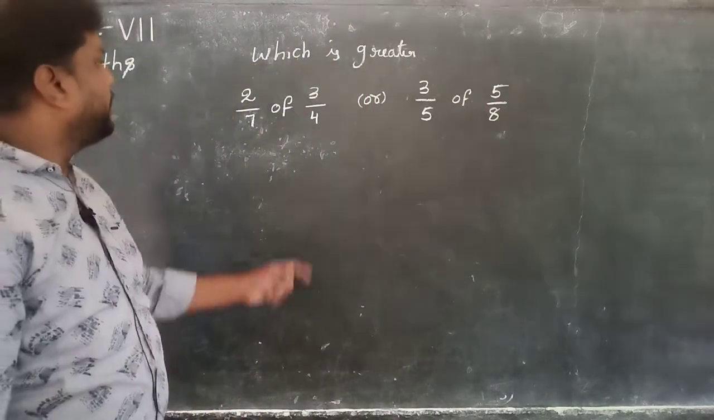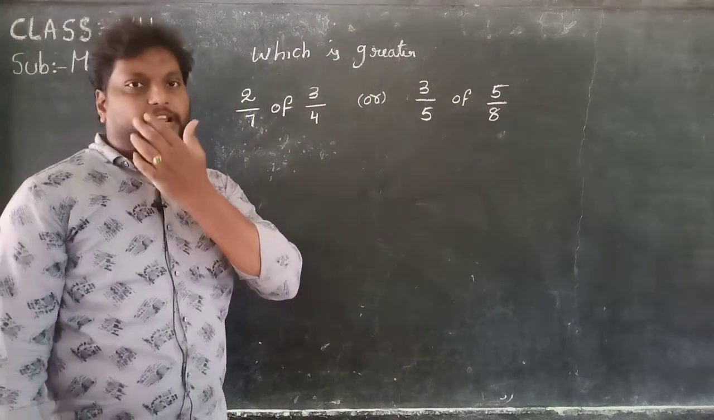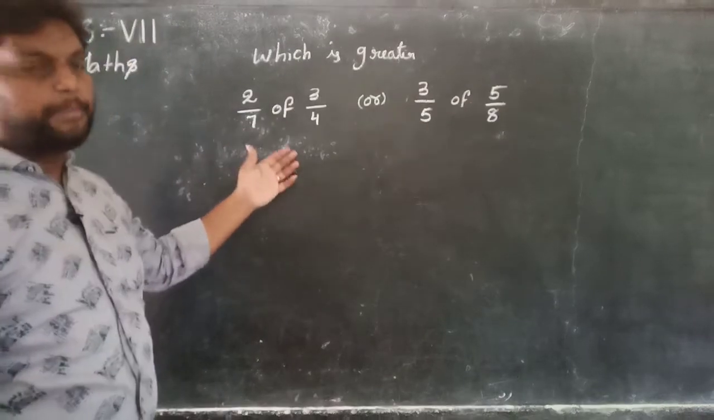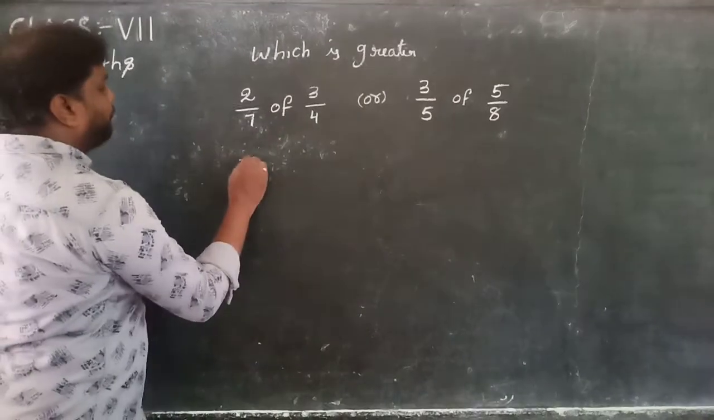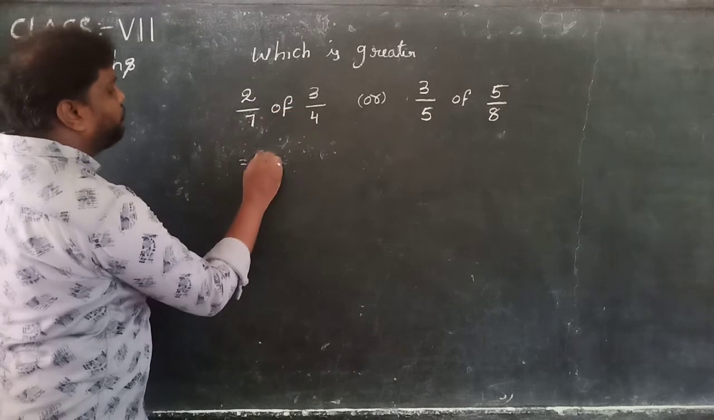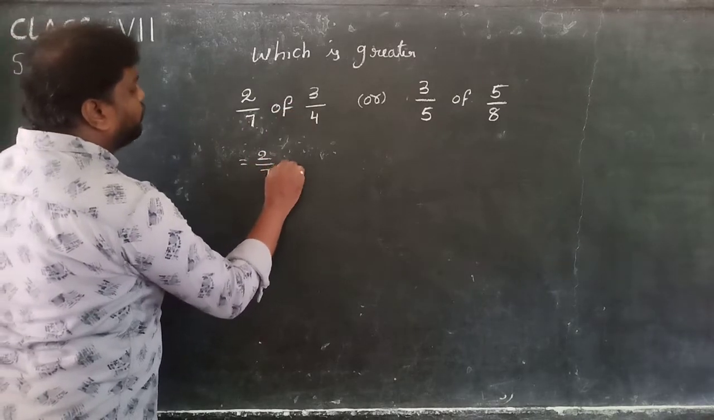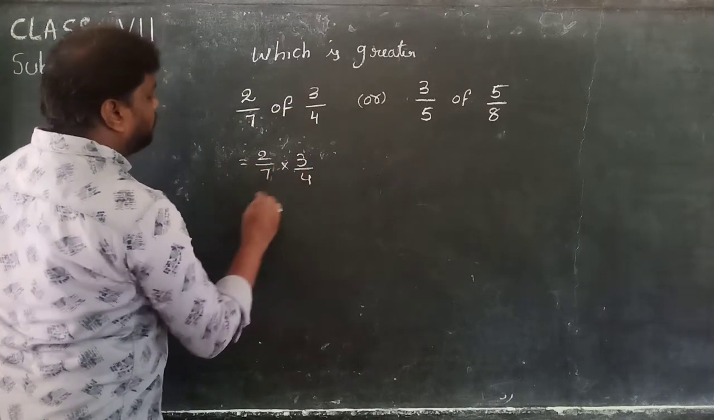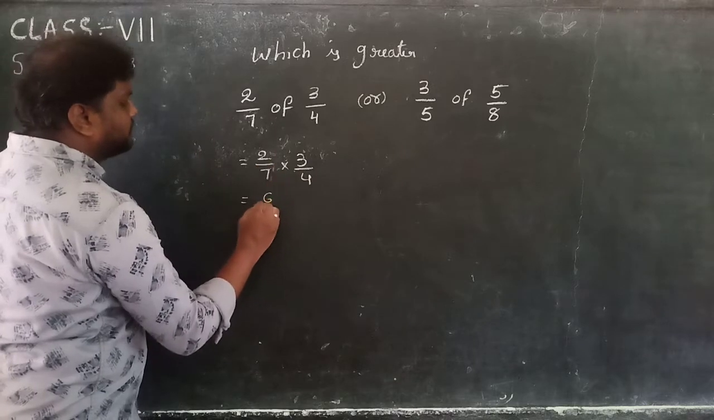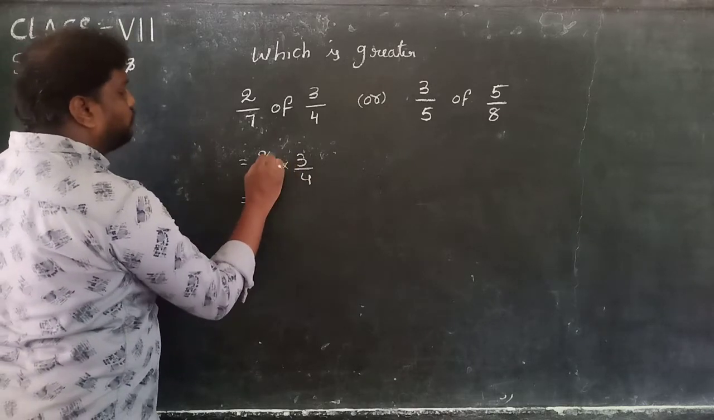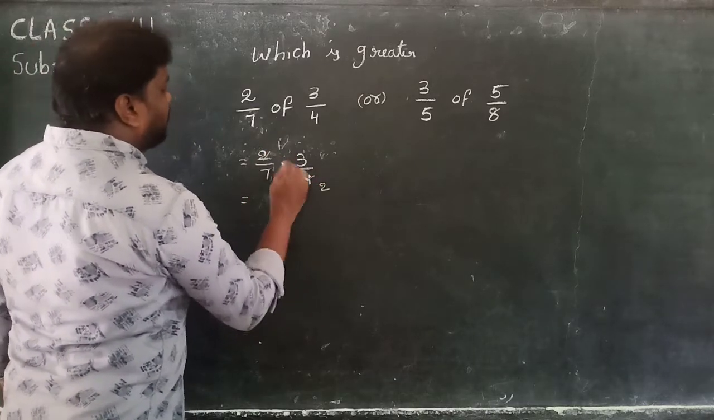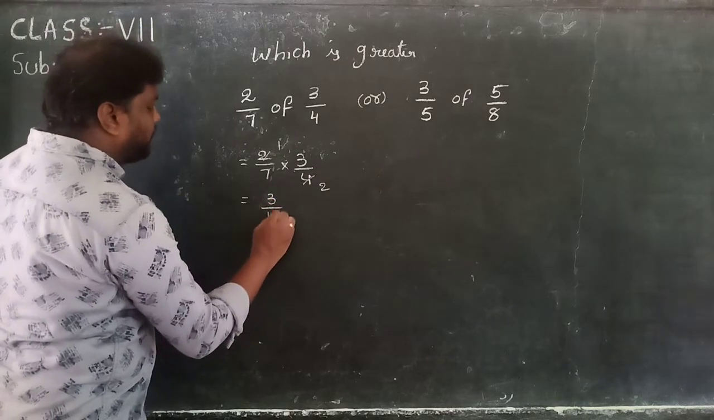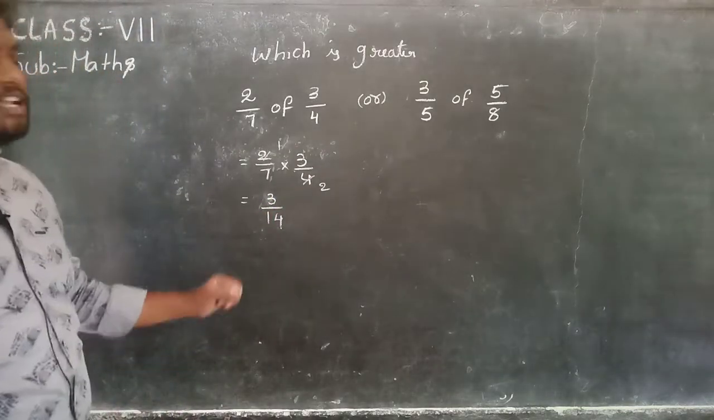Okay. See here, two combinations are given. Now first of all multiply 2 by 7 of 3 by 4, means 2 by 7 into 3 by 4 is equal to 2 threes are 6. Otherwise do cancellation. 2 ones are 2, 2 twos are 4, hmm, 2 by 7 into 3 by 4 means 3 by 14. 3 by 14 like that.